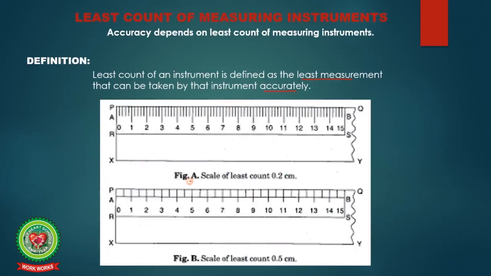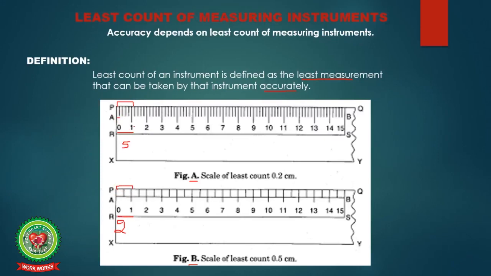I am taking two scales, scale A and scale B. If you observe it carefully, this is a total of 15 centimeters, and 0 to 1 is 1 centimeter. Same scale here also, 1 centimeter. Here the number of divisions between 0 and 1 is 5, and here the number of divisions between 0 and 1 is 2.